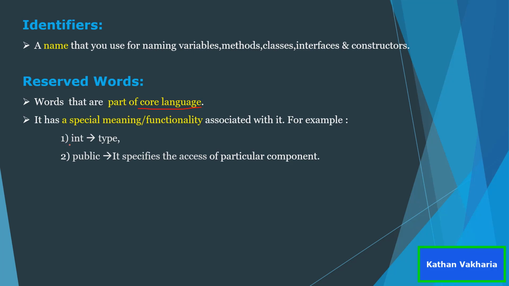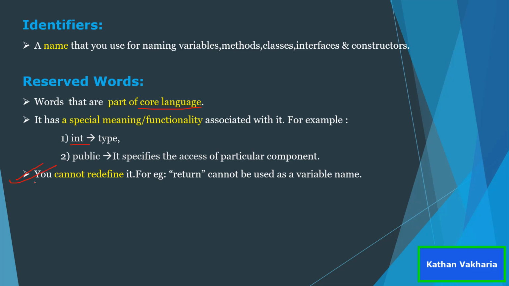This int, what does int specify? It specifies a type. It can be either a variable type or a method type. It just depends on the situation where you use it. Public. Public is an access modifier. It just specifies the access of a particular component. Simple. You cannot redefine them.